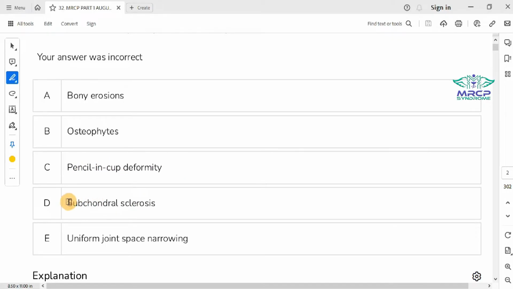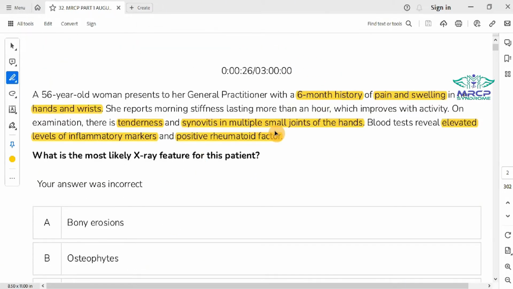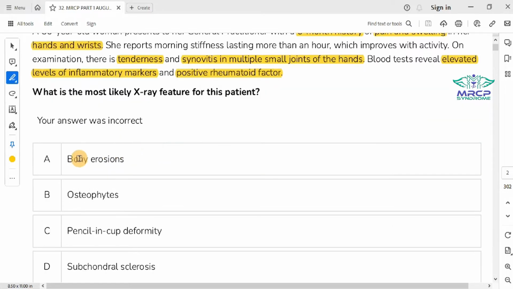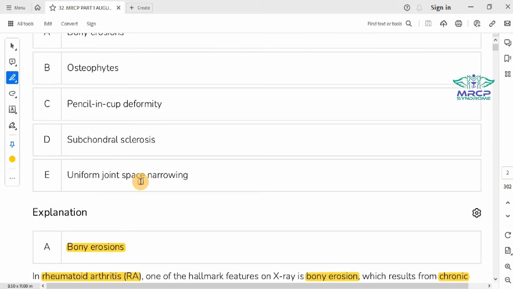And other features, subchondral sclerosis and osteophyte, are the predominant features of osteoarthritis. And uniform joint space narrowing is found in case of advanced rheumatoid arthritis. But here the scenario is early rheumatoid arthritis, so the most likely finding would be bony erosion. In advanced stages, usually after 10 or 15 years, you can also see the uniform joint space narrowing.